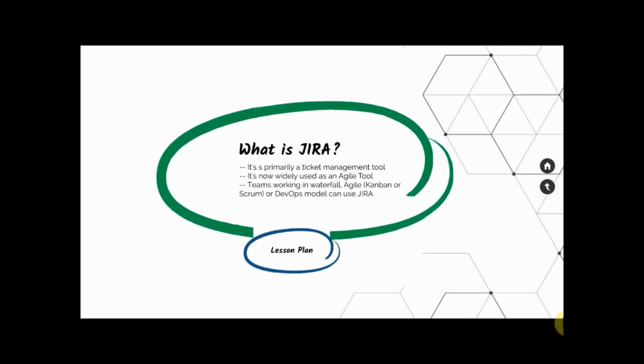So Jira is an application mostly used as a ticket management tool, and it's widely used nowadays as an agile tool. Lots of agile teams are using it. It has quite a market share, and teams working in Agile, Kanban, Scrum, DevOps, anyone can use it. But we have to keep in mind that even teams working in a waterfall model can also leverage the benefits of an application like Jira, because it's very robust and very agile, even to manage a waterfall team.